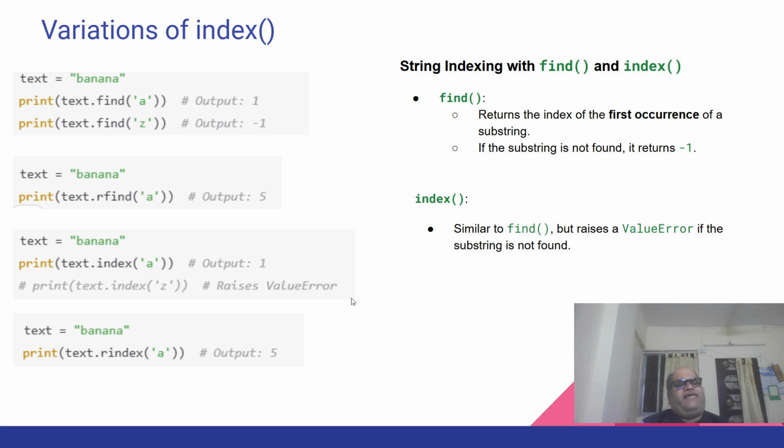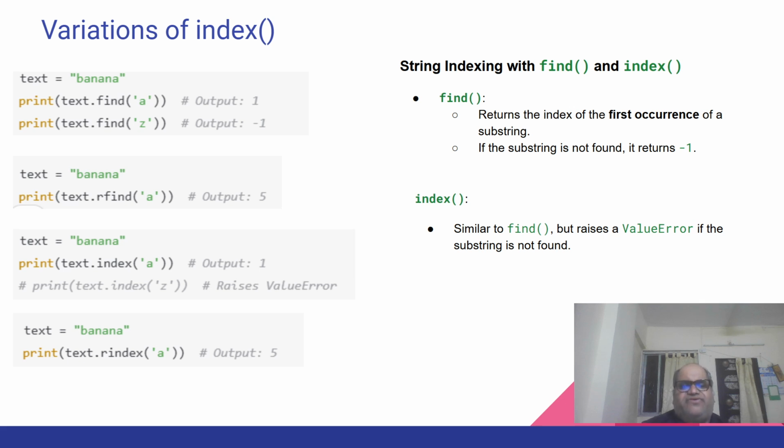Now, index is again used quite commonly, and there are two variations of it. One is find. When you call find on a string with a substring, you get the index of the first occurrence of the substring. If the substring is not found, it will return -1. So for example, if in banana you are searching for A, it will be the first character from the left. If you search for Z, it will return -1. Rfind does the same from the right.